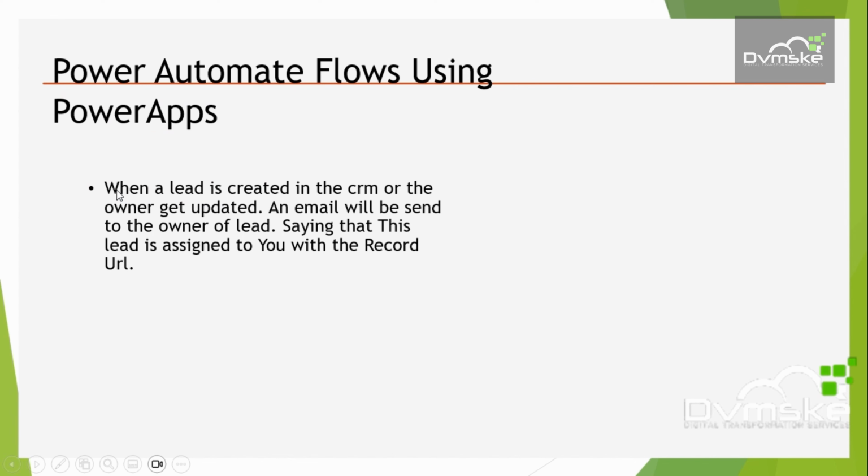So our business requirement is when a lead is created in the CRM or the owner of that lead gets updated, an email will be sent to the owner of the lead saying that this lead is assigned to you, with the record URL of that particular lead. So let us jump to our CRM.